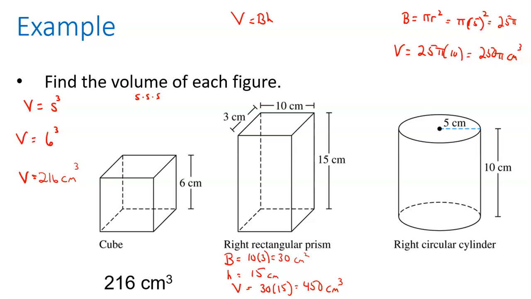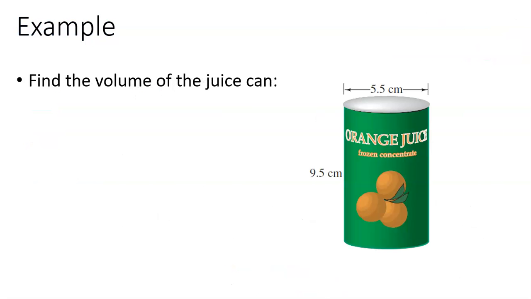All right, let's take a look at a can here. Oh, these are the answers. Good. All right, volume of the can of juice, right? It's a small juice can. 9.5 centimeters on one side is not a very big juice can. 5.5 centimeters across the top.